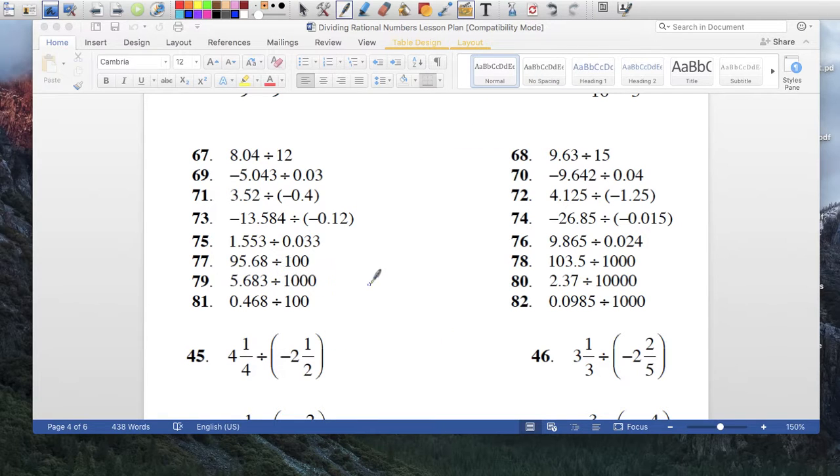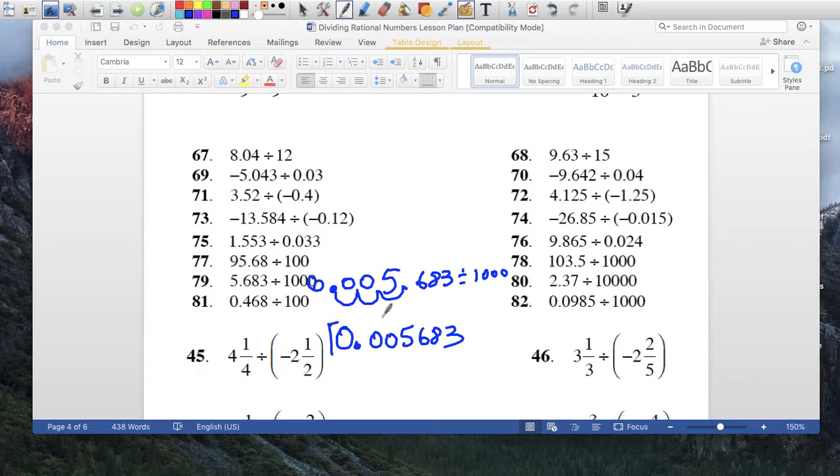And I might as well do that one. So 5.683 divided by 1,000. So I'm going to move 3 spaces to the left. 1, 2, 3. Put a 0, put a 0, put a 0. And clean that up. It's going to be 0.005683. That's my final answer.